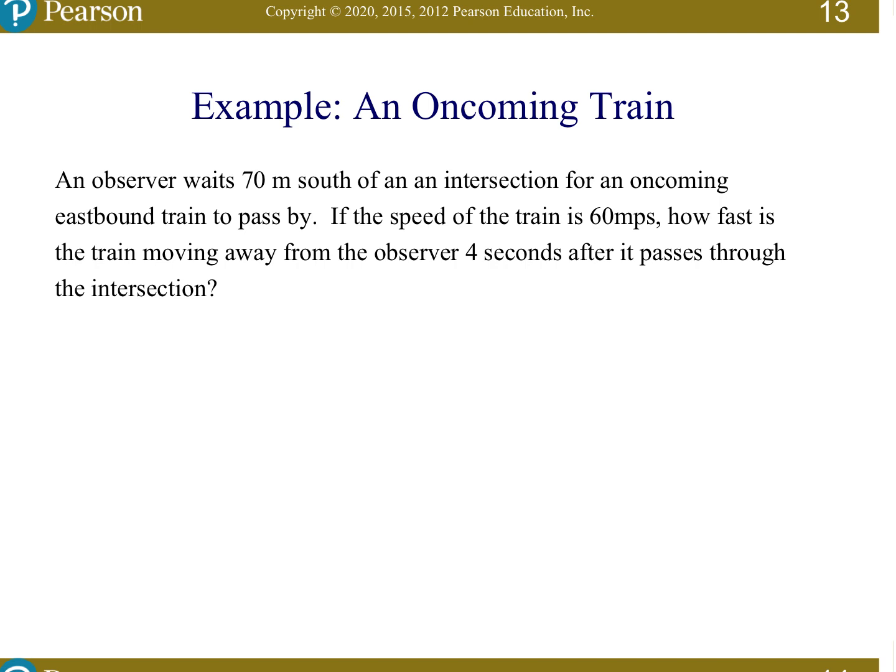The train is going in what direction? Away from the observer. Yeah, but it tells you what direction. Nope. The train is going in what direction? An eastbound train, okay? So east is going that way. Okay, so my train is going that way. The person is waiting south. So my person is down here, waiting.